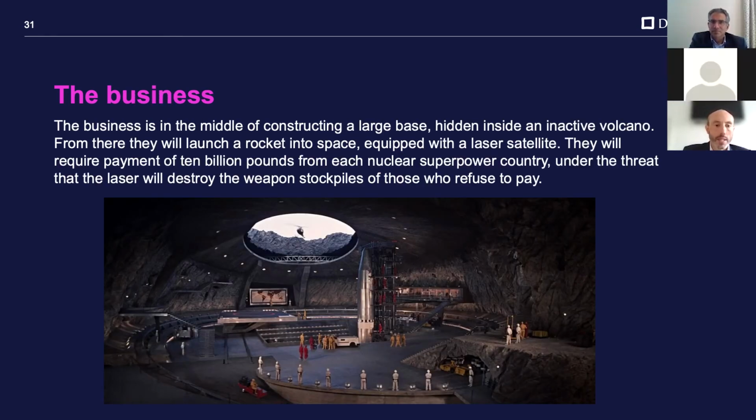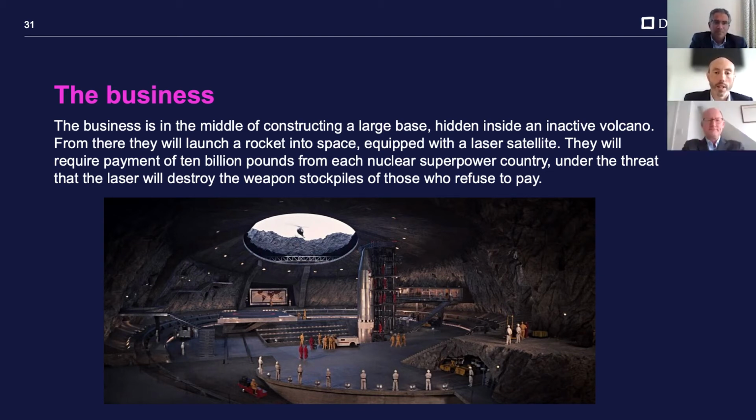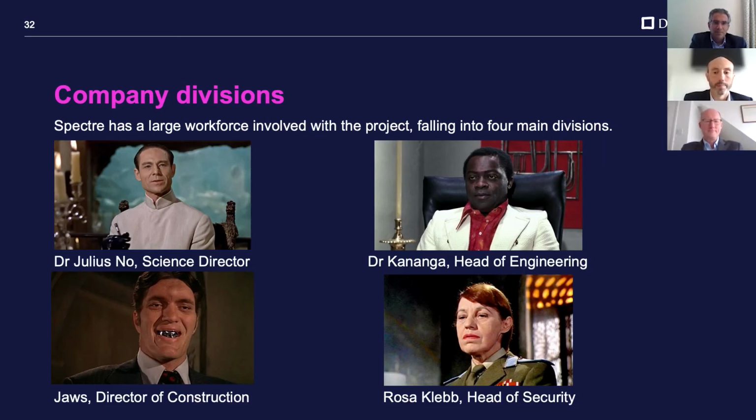In terms of his business itself, well, they're right in the middle of constructing a large underground base hidden inside an inactive volcano. From there, the business plan is they're going to launch a rocket to space equipped with a laser satellite. They're then going to require a payment of £10 billion from each nuclear superpower country under the threat that the space laser will destroy the weapon stockpiles of those who refuse to pay. So that's the business plan.